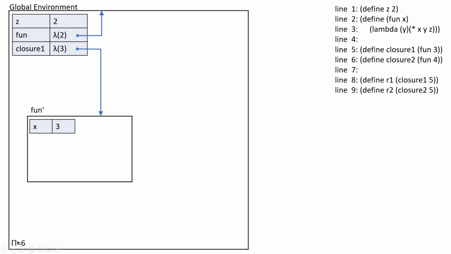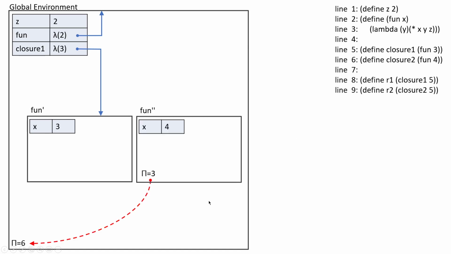All right, so we're on line 6. Line 5 said define closure 1, and now we have closure 1. Line 6 says do the same thing with fun, but now with the argument 4. So we create a new contour for fun double prime with x bound to the value 4. Now we're on line 3, and line 3 says execute and return the object that comes out of this lambda.